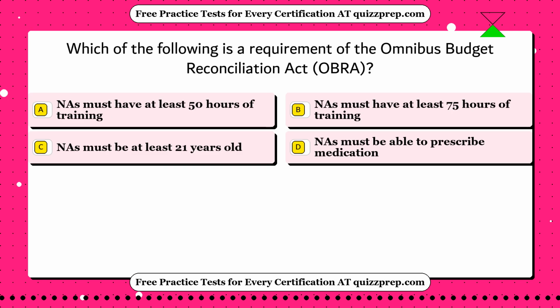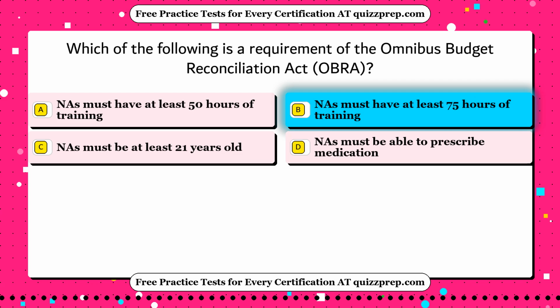Question 67. Which of the following is a requirement of the Omnibus Budget Reconciliation Act, OBRA? Option A. NAs must have at least 50 hours of training. Option B. NAs must have at least 75 hours of training. Option C. NAs must be at least 21 years old. Option D. NAs must be able to prescribe medication.